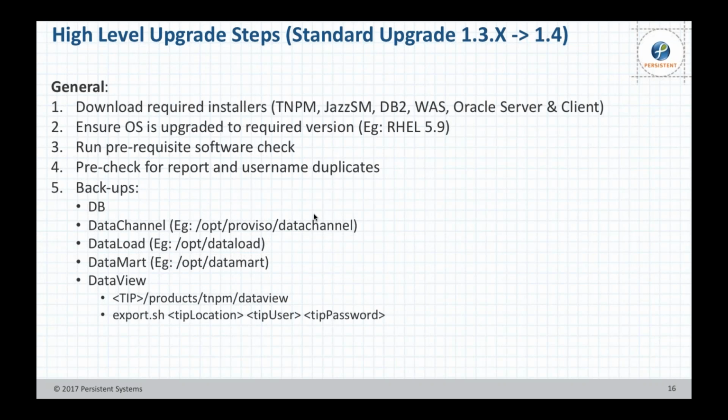So these are the general steps. After that, we'll move on to specific components. General means all servers that are hosting TNPM instances. Of course, download the required installers. You need to ensure that the operating system is already upgraded to the required version. For example, if you're trying to go to 1.4, ensure that you're on Red Hat 5.9 before you upgrade.